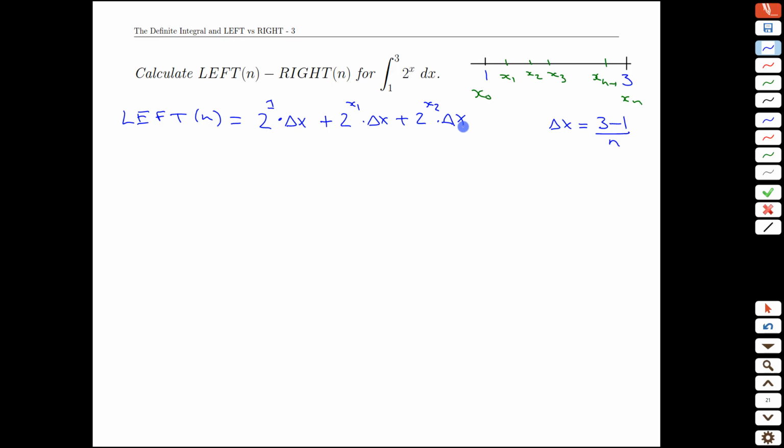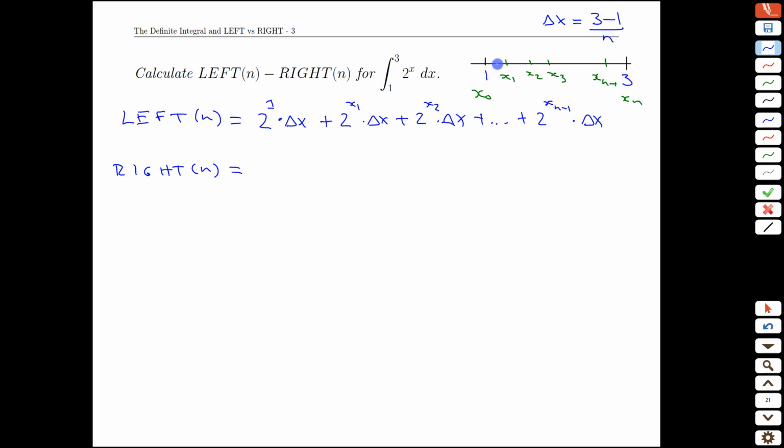and delta x. I'm just going to move this up out of the way for a moment. We'd have a bunch more terms, and then the last term we would use would be 2 to the x sub n minus 1 times delta x. On this last interval, we would use this point to get our height. How does that compare to the right-hand sum?